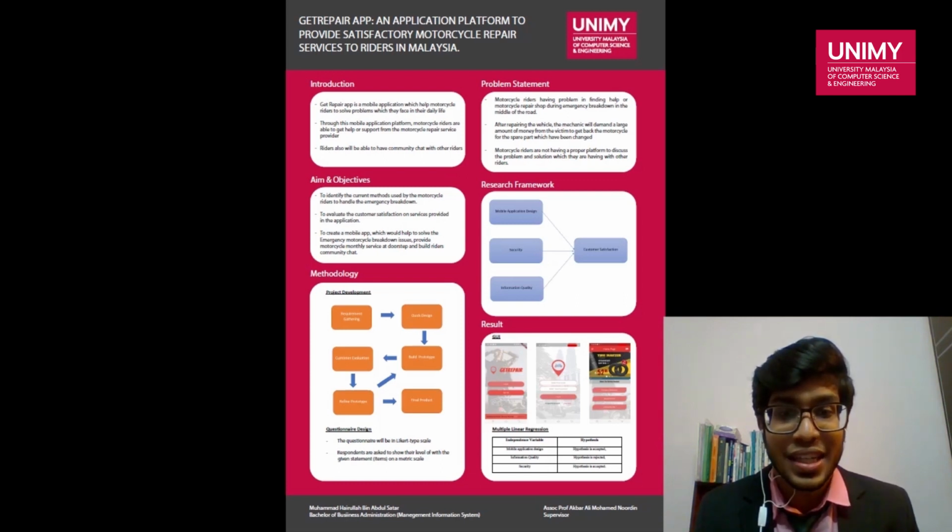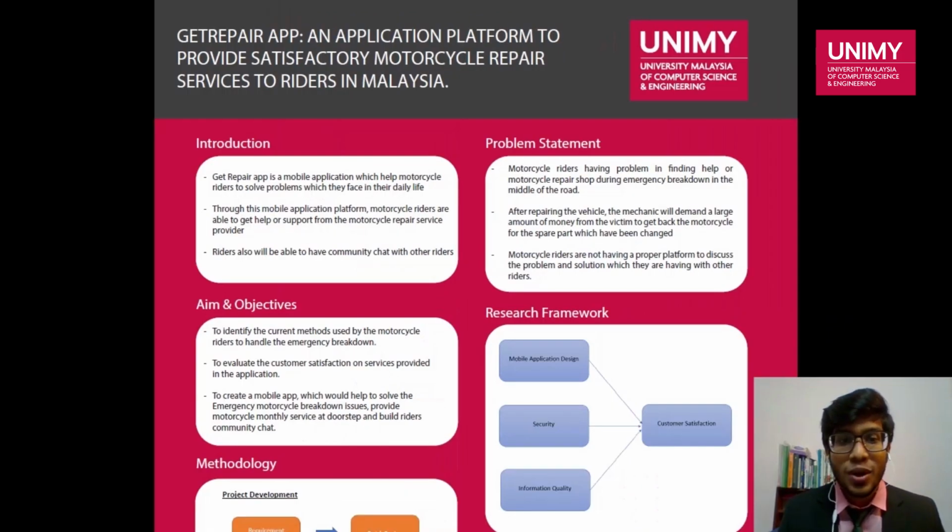So, first is introduction. The first point is Get Repair app is a mobile application which helps motorcycle riders to solve the problems they have in their daily life. Second, this mobile application will help motorcycle riders to get help and support from the motorcycle repair service provider. And third, riders will have a community chat.